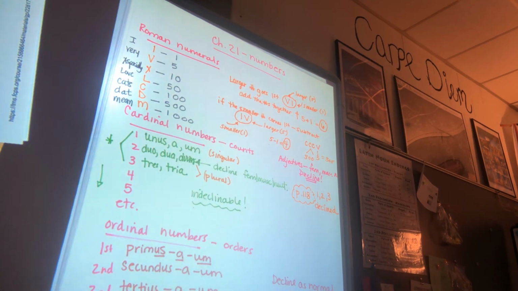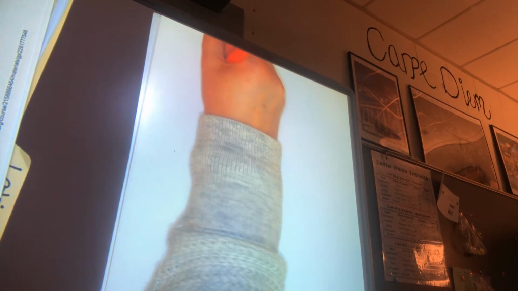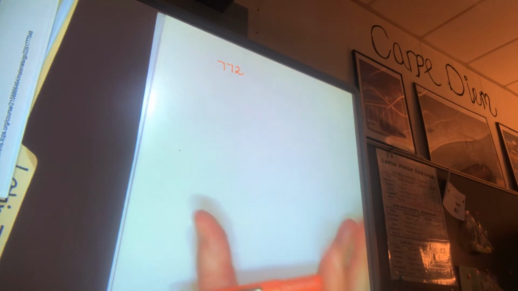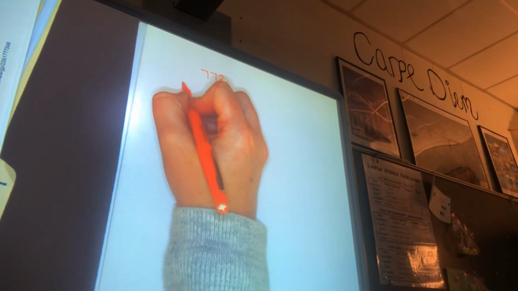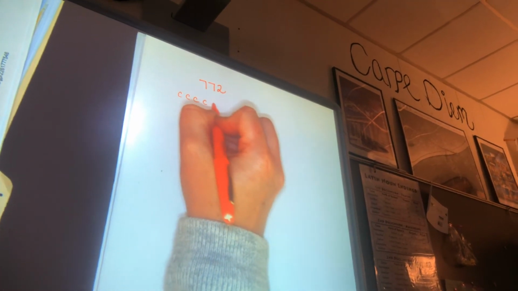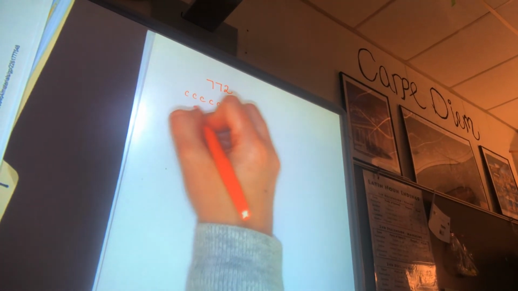All right, let's do some examples with the Roman numerals. Okay, we need some practice with this. So, if you wanted to say 772, the goal is to use as few letters as possible. Okay? So you don't want to do 7 C's. That's a no. Okay? No. That's way too many letters, and you don't want to do any more than 3.